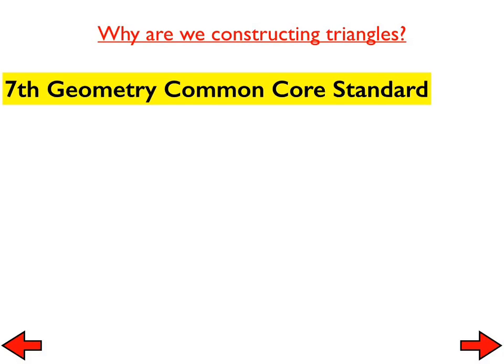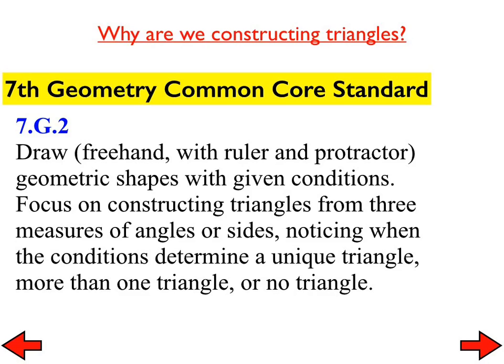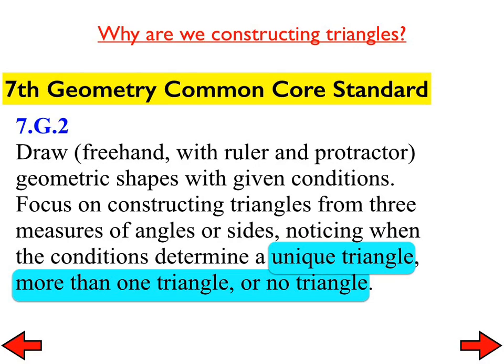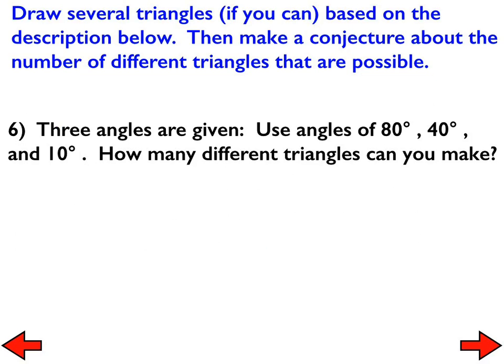Well, the reason is because one of the 7th grade standards says this, that you are supposed to draw either freehand or with a ruler and protractor certain geometric shapes with given conditions, where we're basically trying to determine whether we have a unique triangle, which we saw yesterday, more than one triangle, or no triangle. So that's the exact reason why we are trying to construct them. So now let's go to number 6.